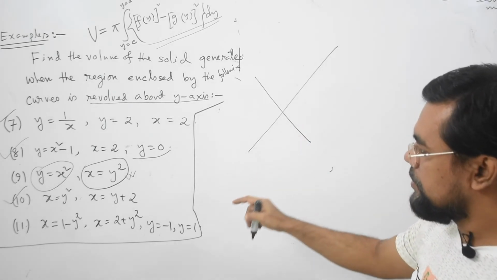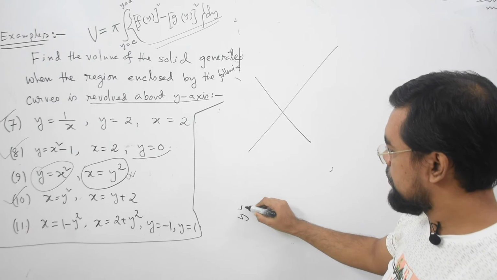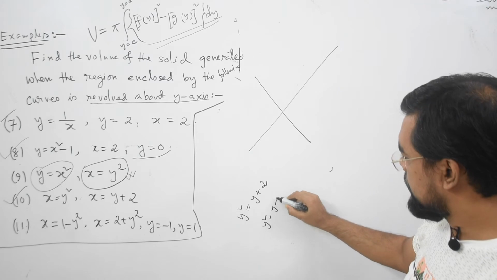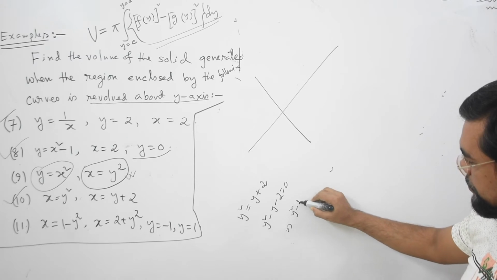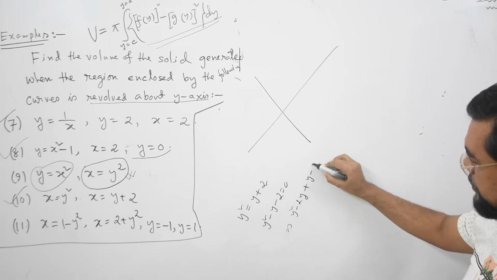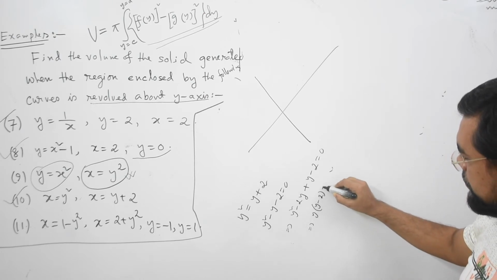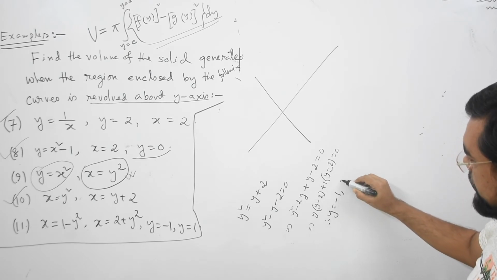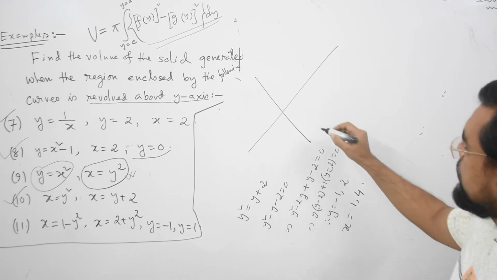So let me first calculate the point of intersection of these two curves. So y squared equals y plus 2, so y squared minus y minus 2 equals 0. This implies y squared minus 2y plus y minus 2 equals 0. This implies (y minus 2)(y plus 1) equals 0. So y equals minus 1 and 2, and x equals 1, 4.